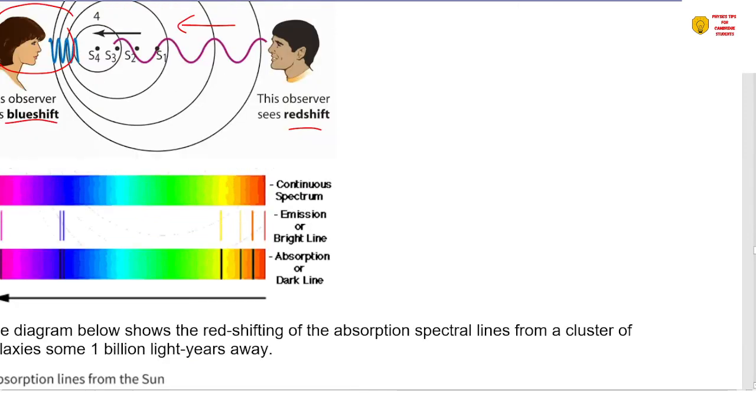Now, if you take, for instance, the sun, right? You've got the sun there, and then it is emitting all wavelengths of light. We've got light coming from the sun, and then here happens to be a cool gas.